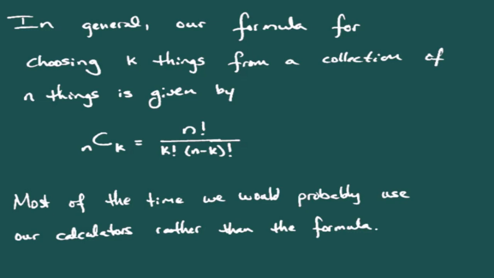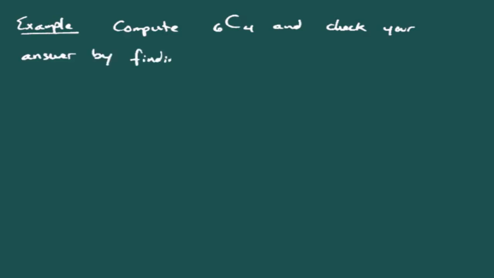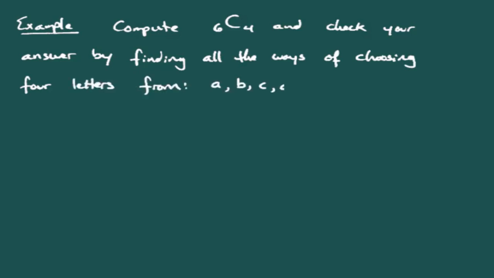So let's look at an example. Suppose we want to compute 6 choose 4. And so we want to choose 4 things from a group of 6 things. And we want to check this answer by finding all of the ways of choosing 4 letters from the letters A, B, C, D, E, and F. Okay. So the solution for that is really just applying the formula.